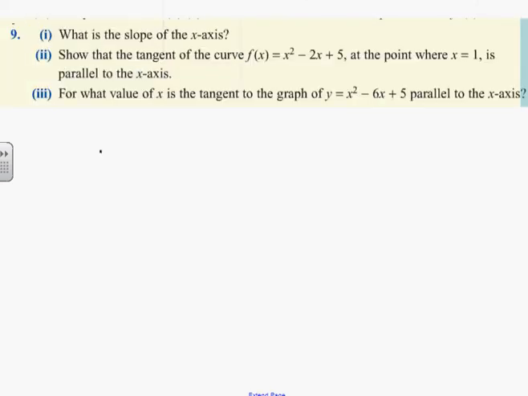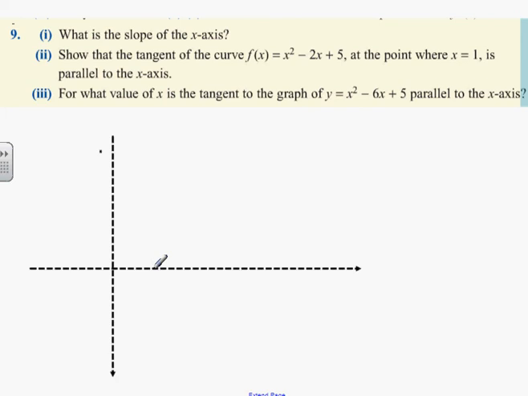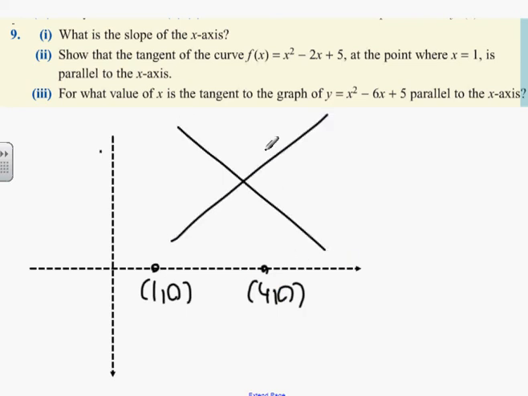So it starts off with, what is the slope of the x-axis? Well, pick any 2 points on the x-axis. It'd be really easy: (1, 0) and, I don't know, (4, 0). Would you agree that the two of these are on the x-axis? It technically has no slope, does it? No, because it's neither going up nor down.